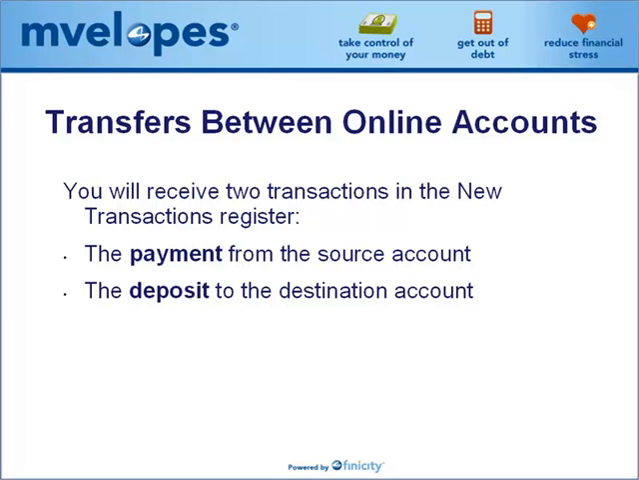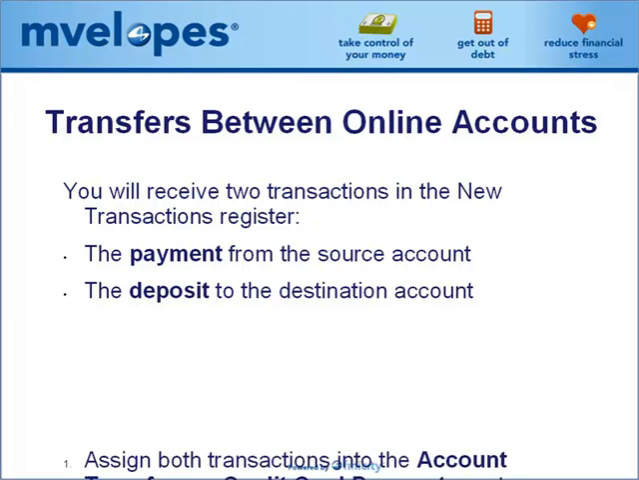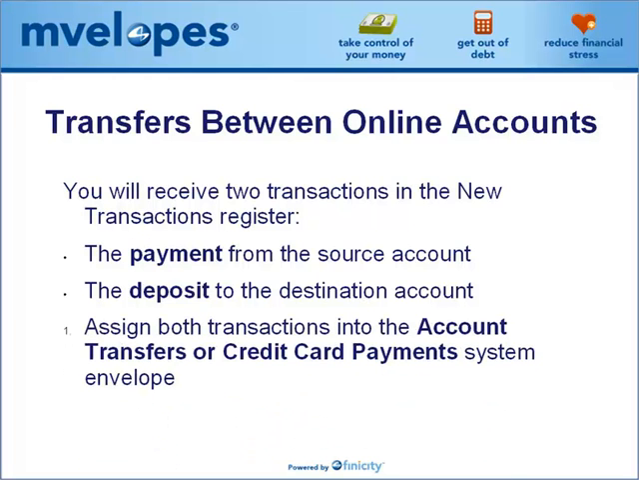To assign the transactions, simply drag and drop both of them into either the account transfers or credit card payments system envelopes. You'll use the account transfers system envelope when you're making a transfer between two deposit accounts, such as savings and checking, and you'll want to use the credit card payments envelope when you're making a payment to a credit card or a line of credit.